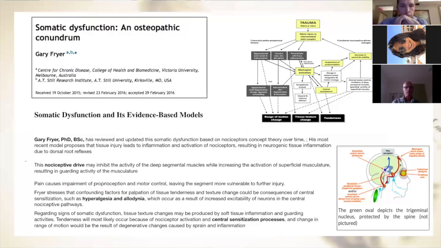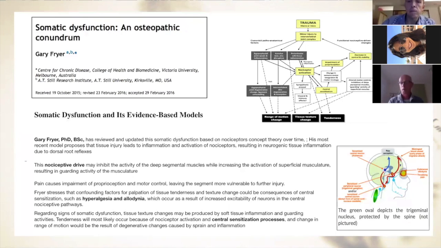So one of the people that has been visibly busy gently addressing various components of somatic function is Gary Fryer, and he's come up with this whole idea that there is more of a dynamic or central sensitizational process going on, where the actual parameters of the dynamic of the lesion go beyond just purely the local reflex.